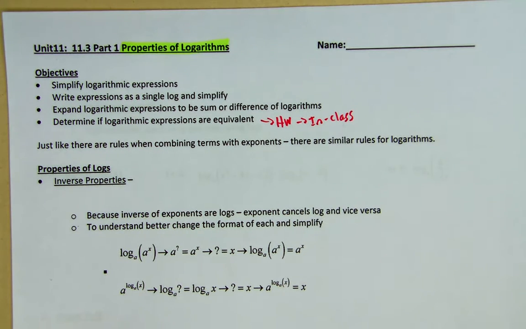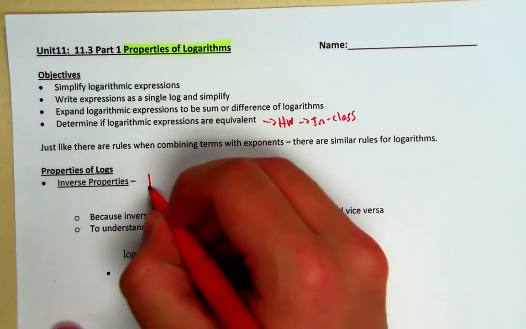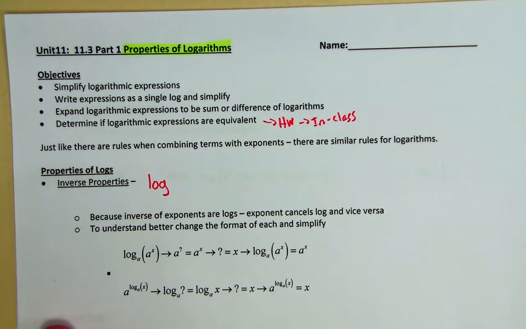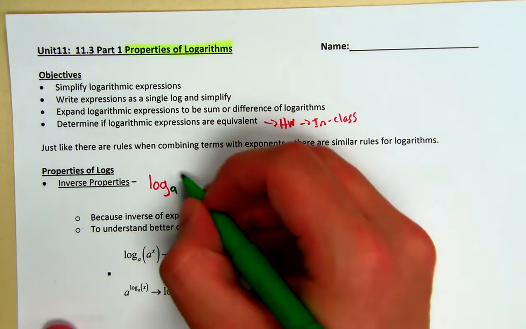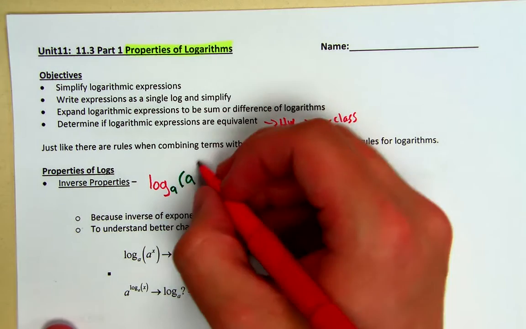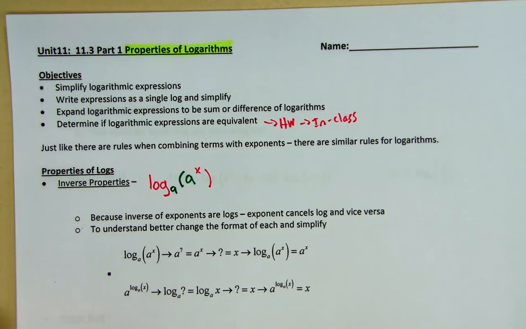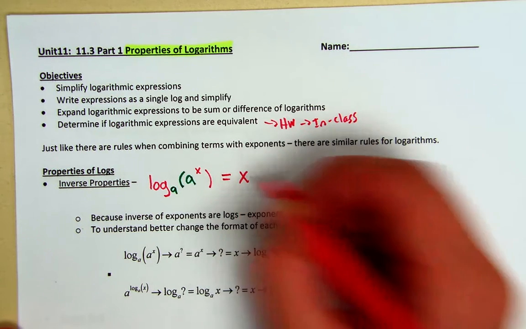Alright, so let's start off with our first thing. Just like we had rules for combining exponents, we have rules for combining logarithms. So our first property is actually two things. We have inverse properties. It says if we take the log base a of a raised to the x power, all that is going to equal is x.